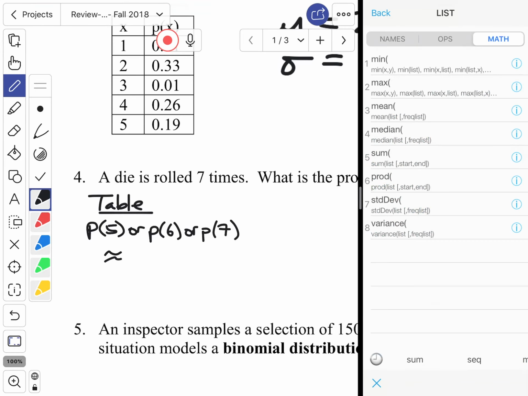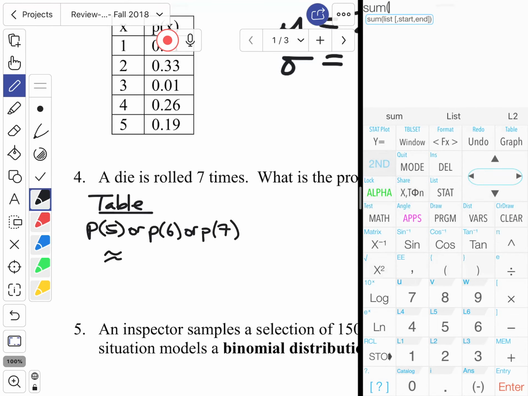I'm going to do second, stat, math 5. The list I want to find the sum of is list 3. I'm going to close it up and hit enter, and I'm going to get about, well, if I'm going 3 significant, it would still round to 0.002.